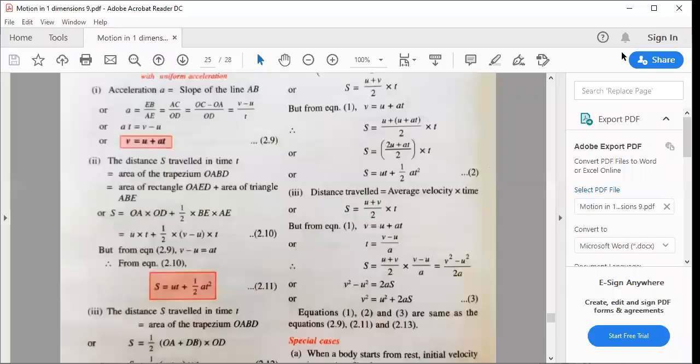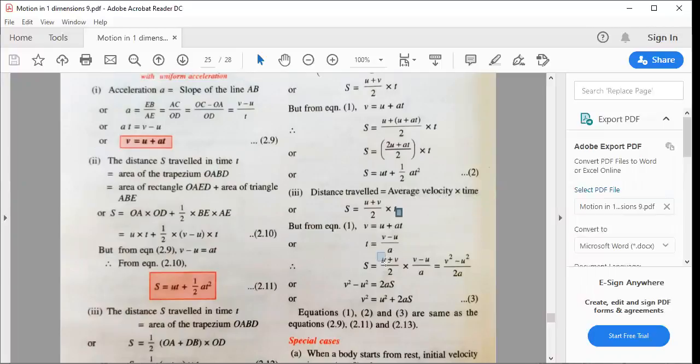Third equation. The third equation is actually saying the same thing. Distance traveled is average velocity into time: u plus v upon 2 into t. Now in the third equation again, I'm not interested in keeping time. So just replace the time with the formula. You can observe the first equation is being used in the second equation as well as in the third equation. From the first equation you can get t. What is t? v minus u upon a. So just replace time with this v minus u upon a.